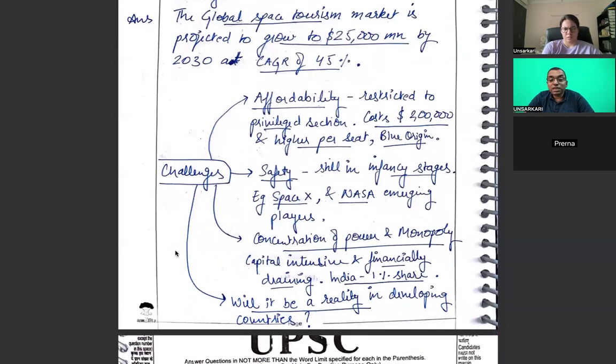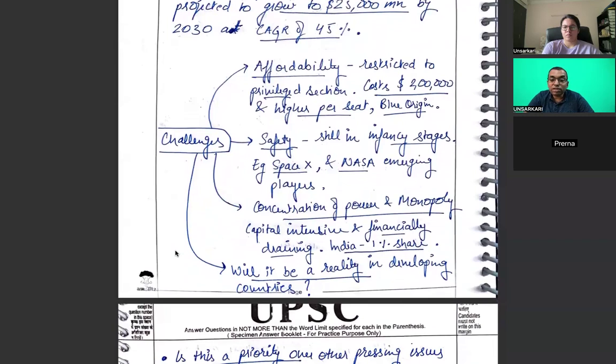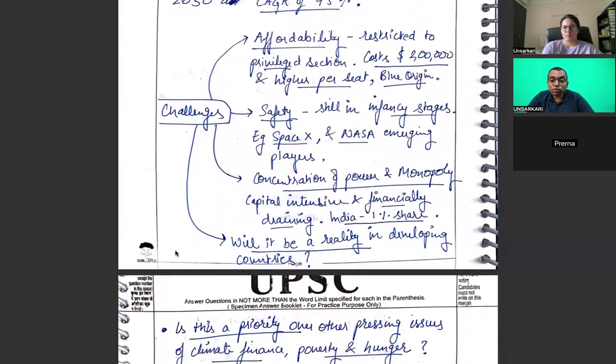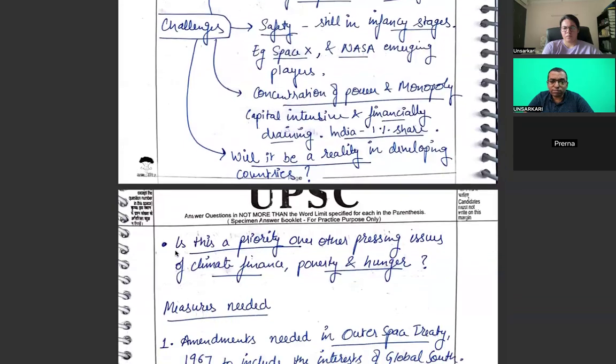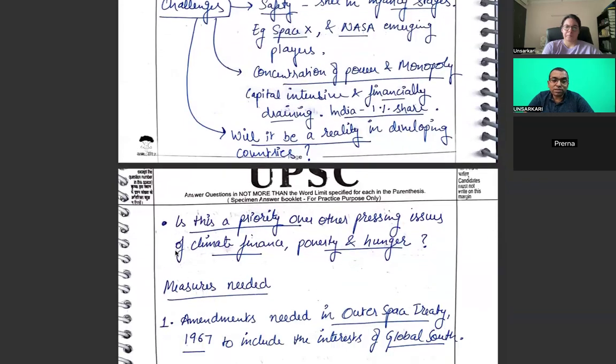And challenges are affordability, restricted to a privileged section, costs 2 lakh US dollars and higher per seat, Blue Origin, safety, still in infancy stages, for example, SpaceX, NASA, emerging players, concentration of power and monopoly, capital intensive, financially draining. India's share is about 1%, if I'm not wrong. Will it be a reality in developing countries? Very good point.